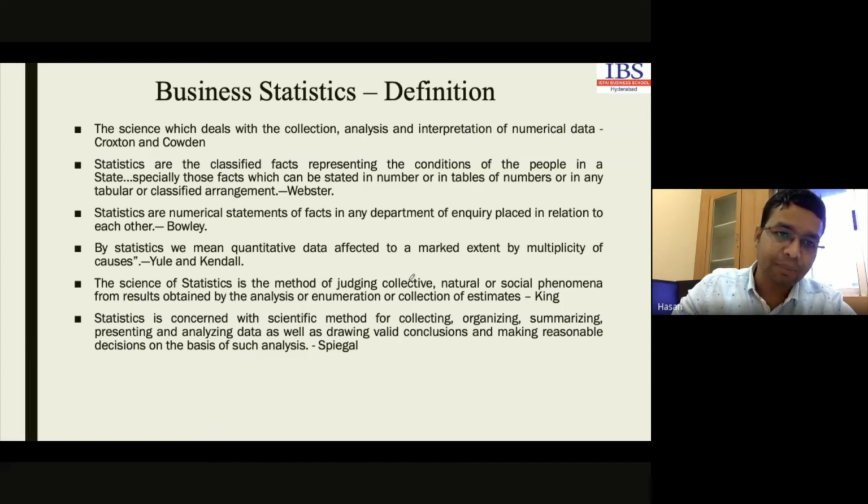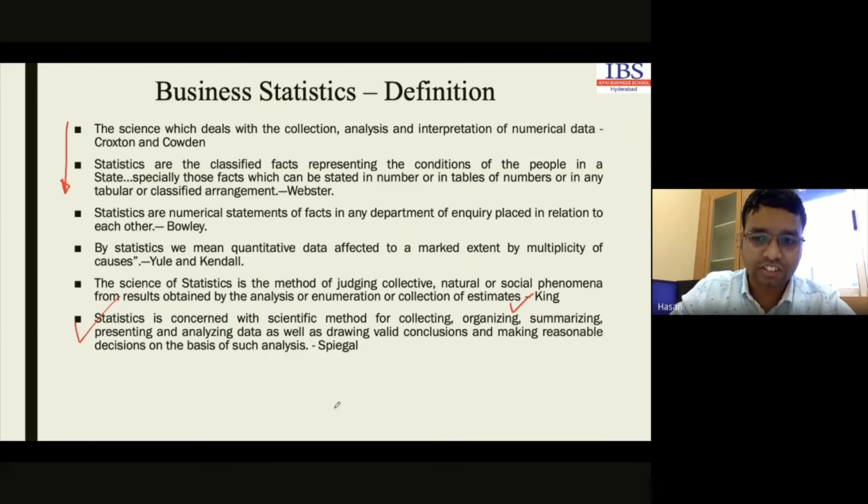These are improvements. Look at it from the very beginning, when we move toward the definitions, it is gradually improving. Up to this point, it was only collection and analysis of the data. But for the first time in this definition, they define collection, organizing, summarizing, everything, and besides, they are drawing valid conclusions and making reasonable decisions based on the statistics.